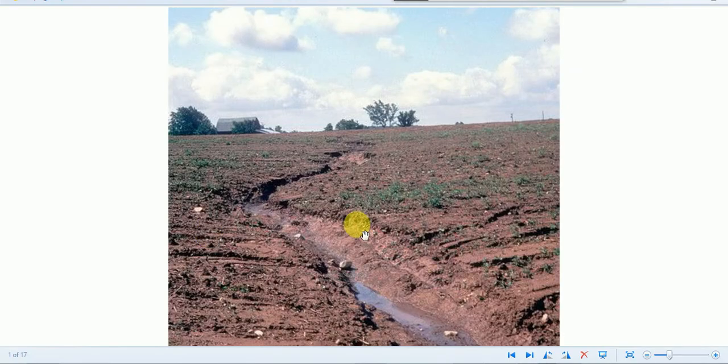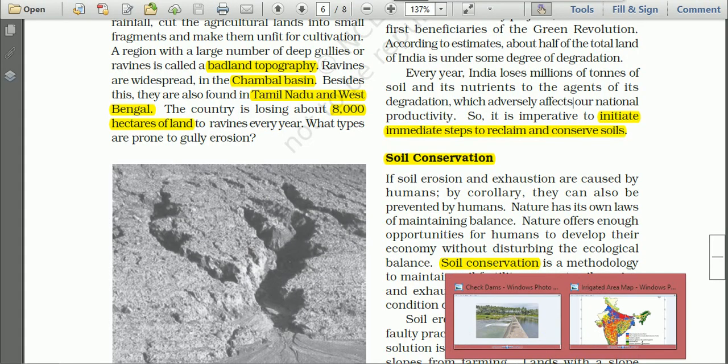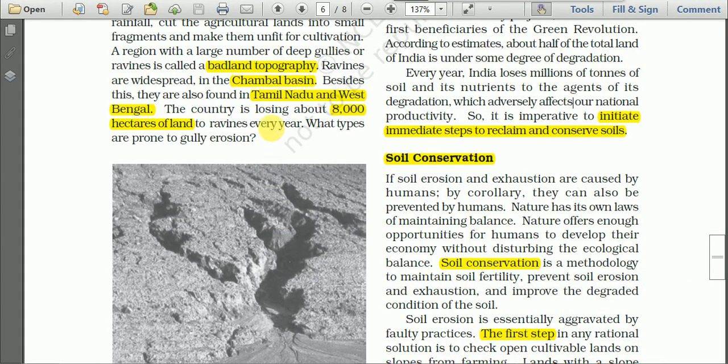See, this photograph also shows gully erosion. See here, gullies are cut by the running water and thus destroying the agricultural field. And a region with a large number of deep gullies or ravines is called a badland topography. Okay, so in a region, if you find a lot of gullies, very deep gullies or ravines, that landscape is known as a badland topography.